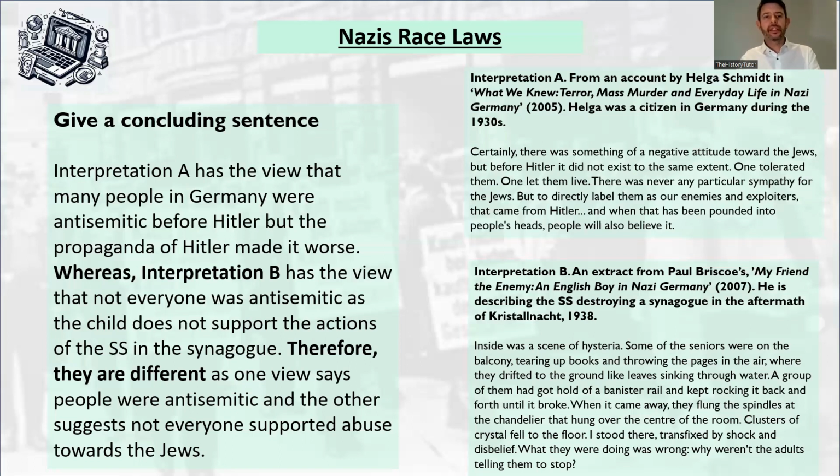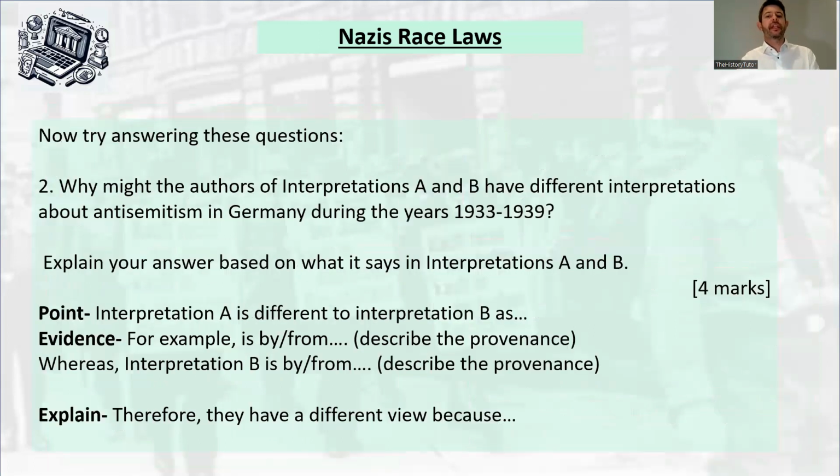Okay, so next on to the second question. This one now is why are they different? All you need to talk about here is the provenance, that bold type around it. Who wrote it? When they wrote it? Normally it's above and then the text in the exam maybe a little bit below the content message. So we're going to make a little P paragraph this time. Make a point: Interpretation A is different to interpretation B as, bit of evidence. For example, it is by this person or from this time, whereas the other one's from this person or this time. And then we're going to explain, therefore they're different because.